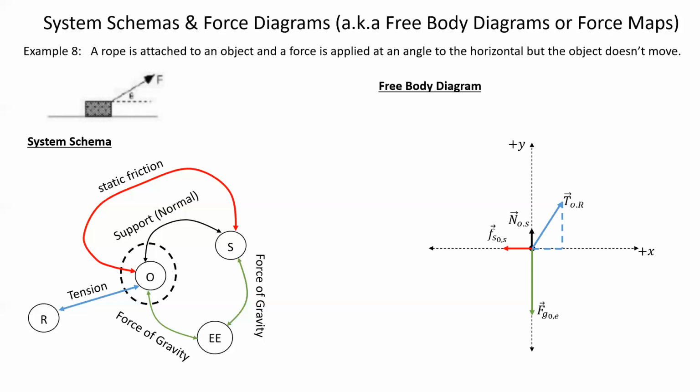This is another balanced situation. The x component of the tension and the static friction force exactly balance one another. The gravitational force exactly balances the sum of the normal and the y component of the tension. And so this is said to be in equilibrium because the net force is 0.